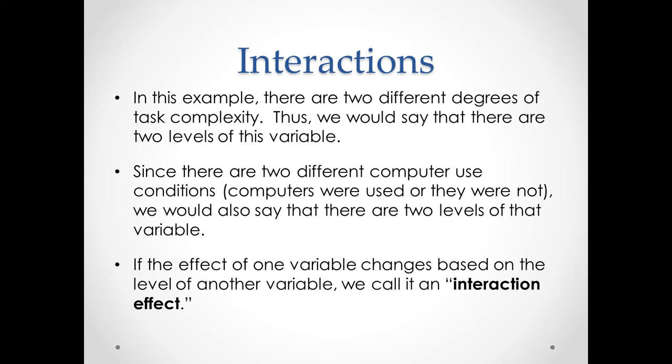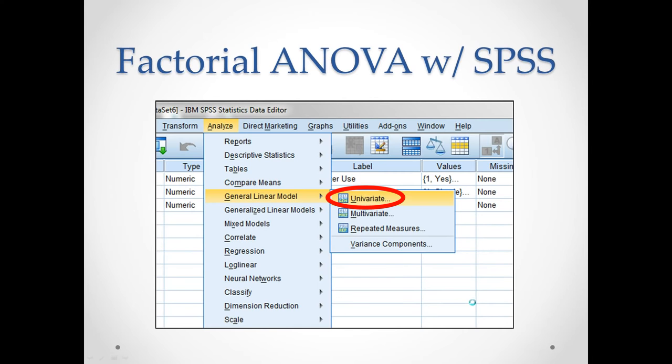An interaction is when the effect of one variable depends on the level of another variable. In our example, each variable has 2 levels. There's 2 levels of computer use, and there's 2 levels of task complexity. So if the computer helps with one complexity of task but not the other one, that's what we call an interaction effect.